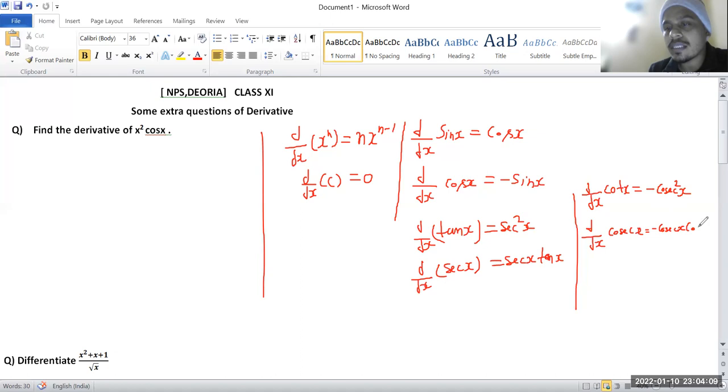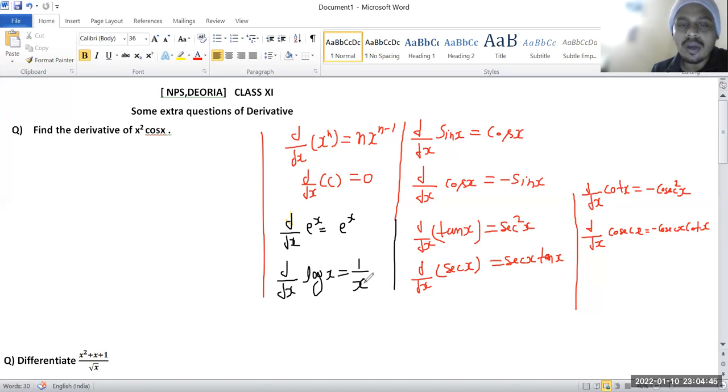Okay, now some formulas I will not discuss in the classroom, see here. If you have to differentiate an exponential function, what is an exponential function? I will tell in the classroom, a function which is of the form e to the power x. The differentiation of e to the power x is e to the power x, and the differentiation of the logarithmic function, d by dx of log x, base e, is equal to 1 upon x. Memorize it.